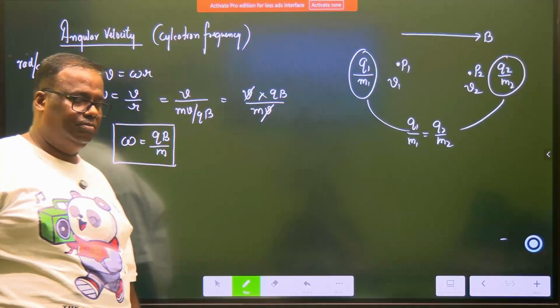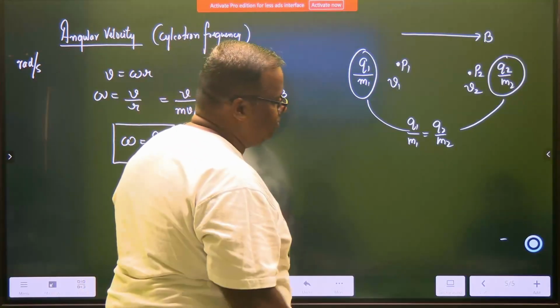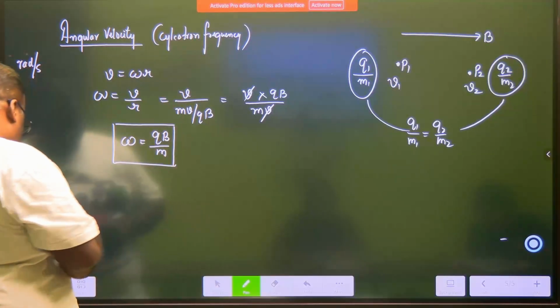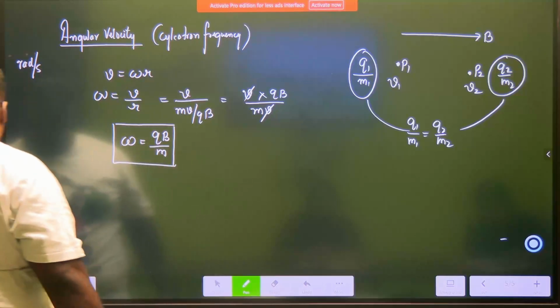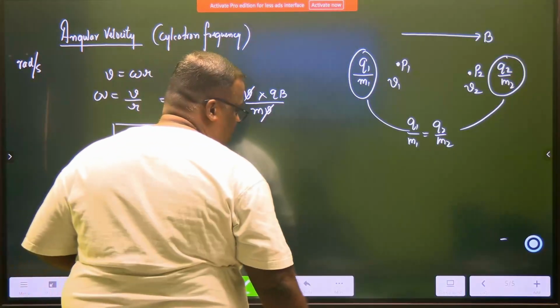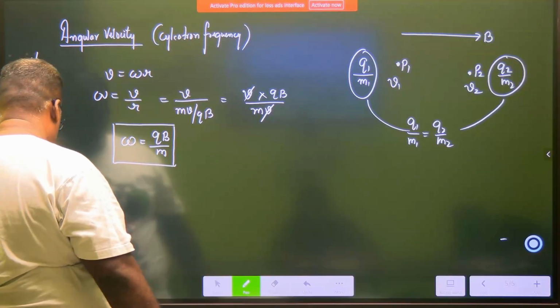Clear? Okay. So we have got now, this is also known as the cyclotron frequency. This is known as the cyclotron's frequency. Okay?